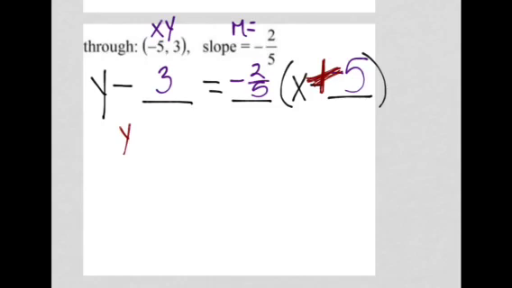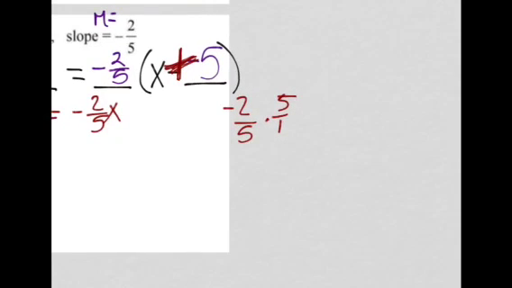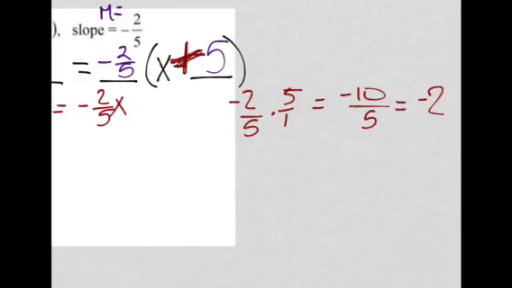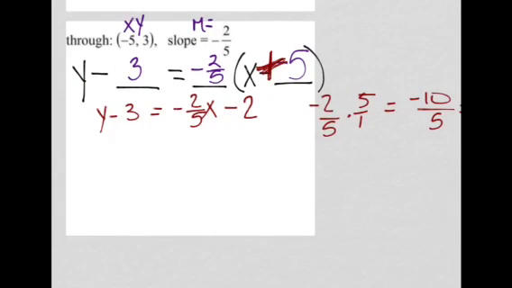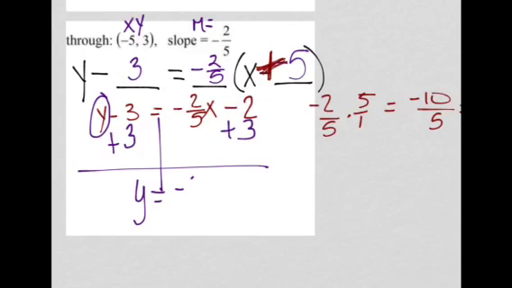And I have y minus 3 equals negative 2/5 times x. And then I have to do my negative 2 over 5 times 5 over 1. 2 times 5 is negative 10. 5 times 1 is 5. So my answer is a negative 2. And minus 2. Circle what I'm solving for. Minus 3. So I have to add 3 on both sides. And I'm left with y equals negative 2 over 5 x. Negative 2 plus 3 is a positive 1. The rest are on you to do.